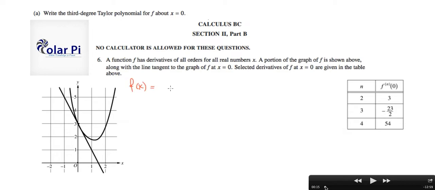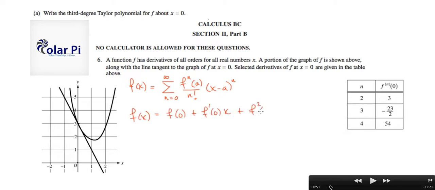A reminder, a Taylor polynomial is an infinite polynomial that looks like this, right? So with A equaling 0, if we go term by term, plug in n equals 0, then n equals 1, and so on, then this is what we're going to get. It's going to look like this. And we only need the third degree, so let's show one more term. I was just pointing out some important things for you to pay attention to.